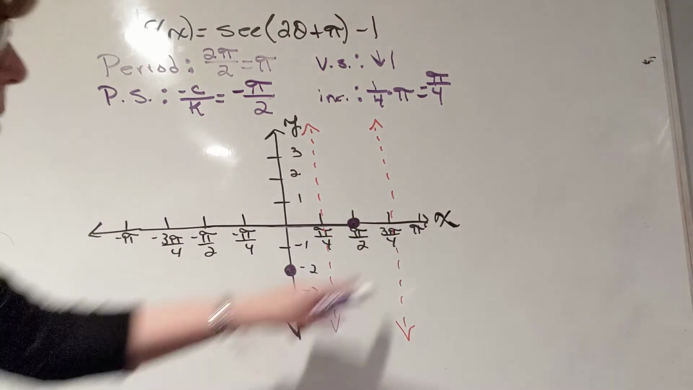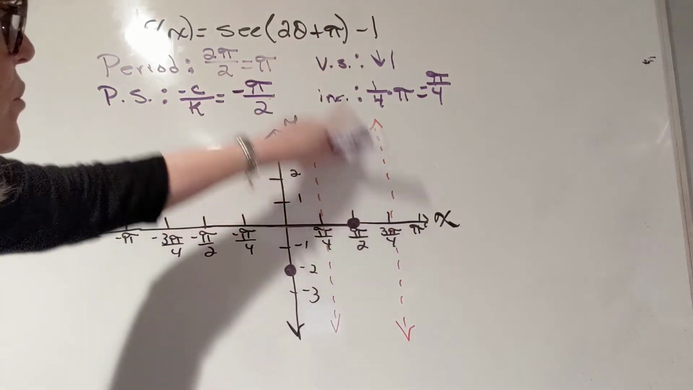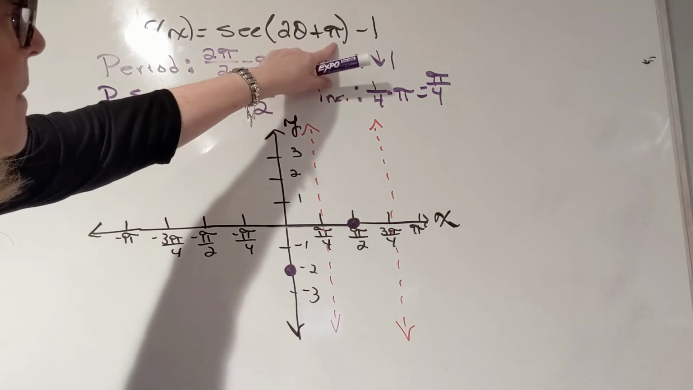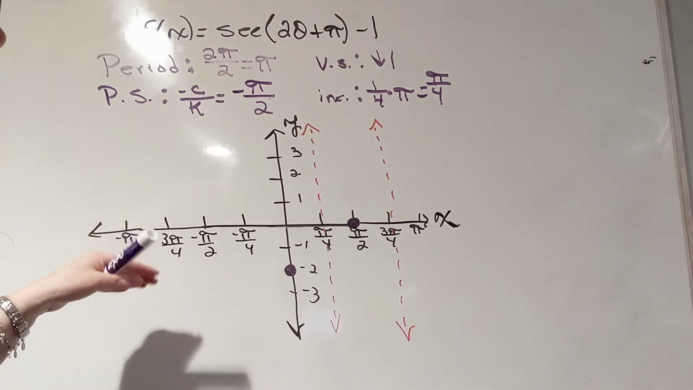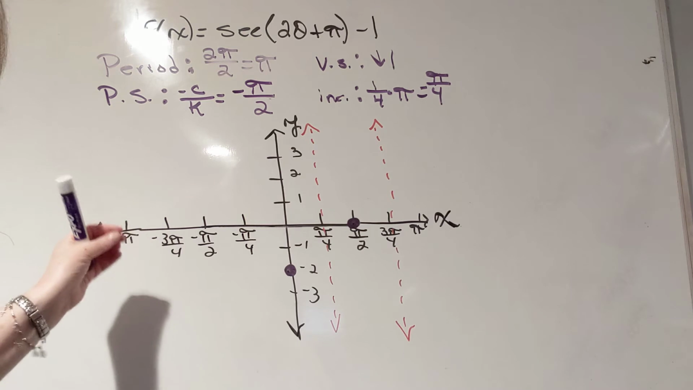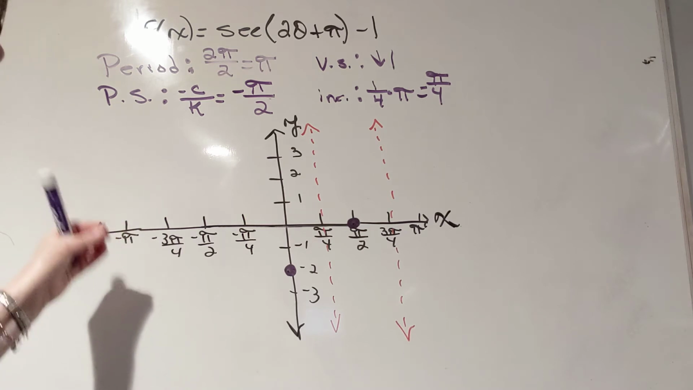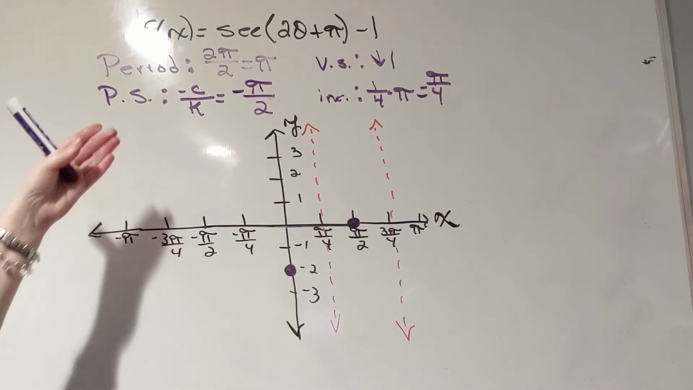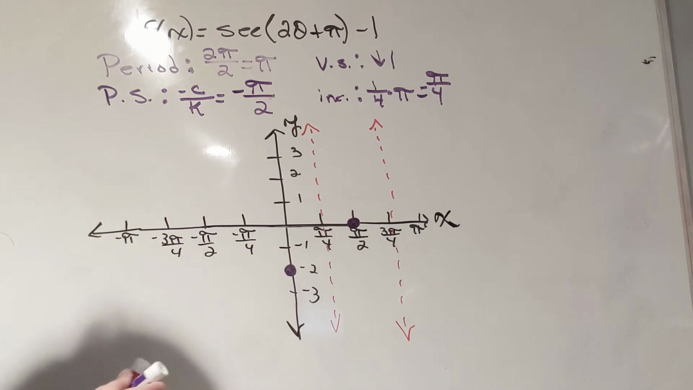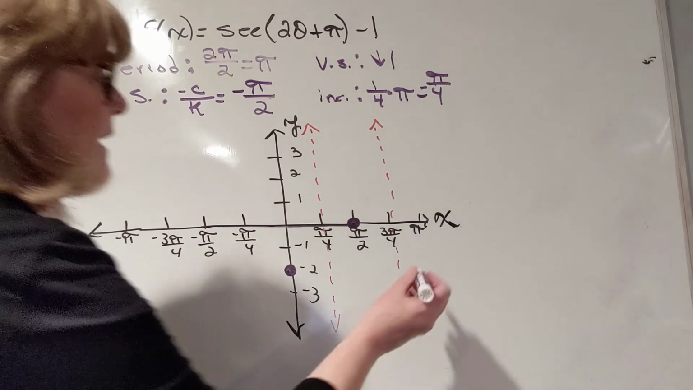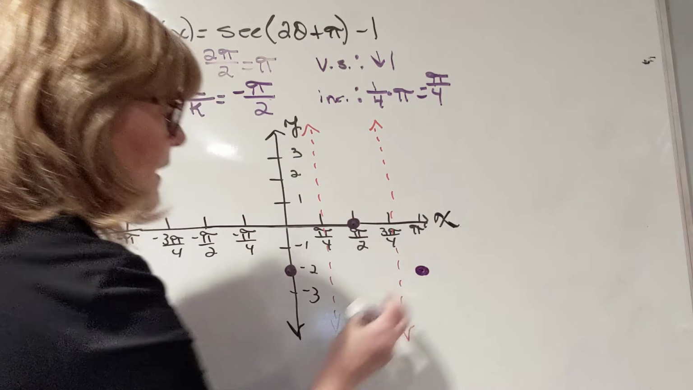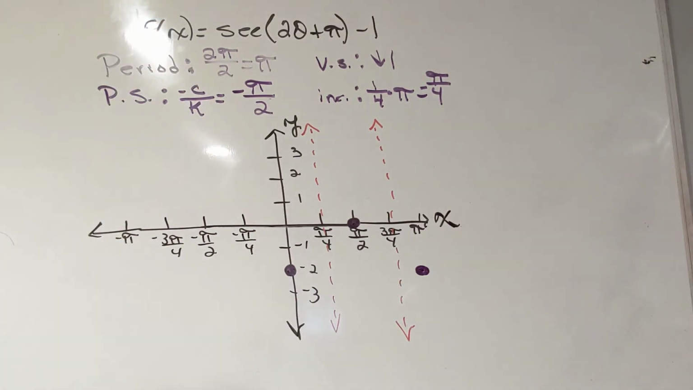Now replace theta with pi. 2 times pi is 2 pi. 2 pi plus 1 pi is 3 pi. What's your secant at 3 pi? Well, remember 3 pi sits on top of pi. Your x-coordinate there is negative 1. 1 over negative 1 is negative 1, and negative 1 minus 1 is negative 2. Okay, that completes one period, one cycle.